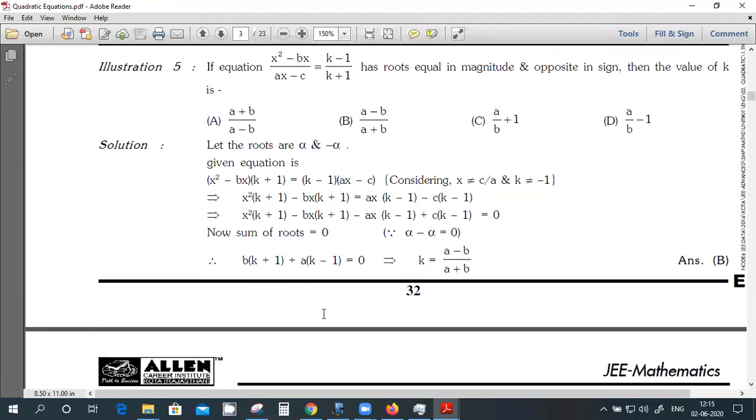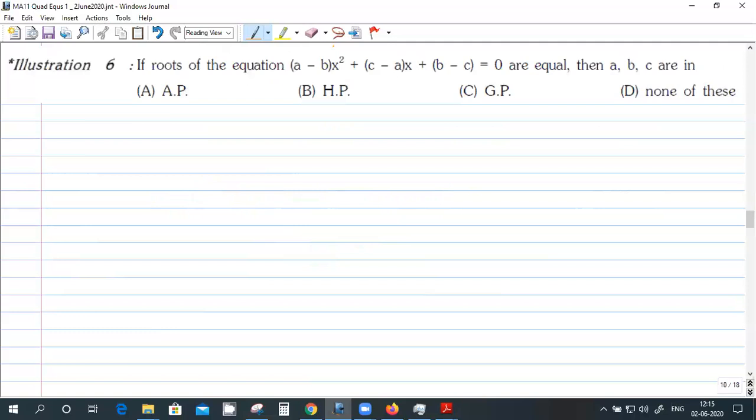Okay, that's what was done. Okay, the roots of the equation are equal. Then a, b, c are in AP. Can I try this one? Roots are equal means what is the condition? D is equal to 0. Discriminant should be 0. Is that right? Yes, sir.